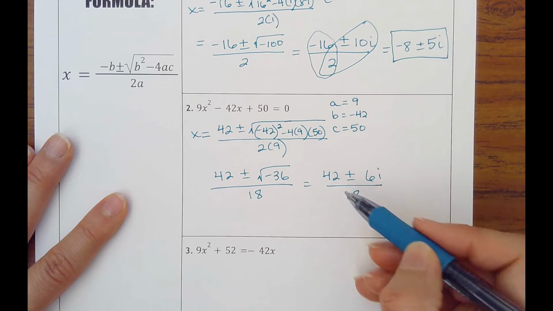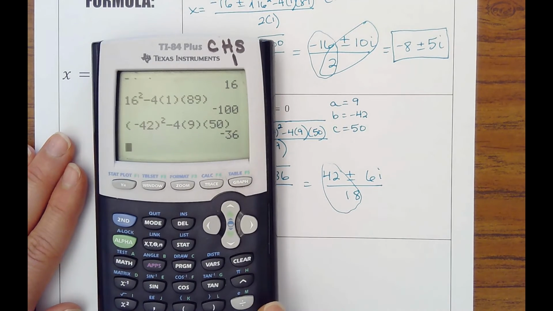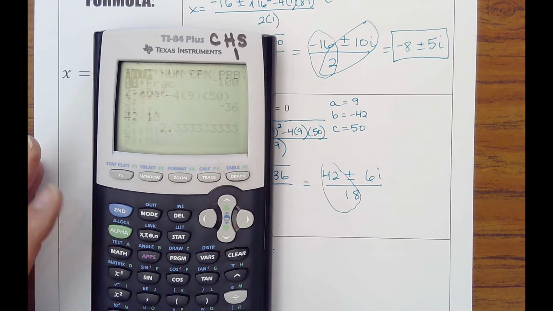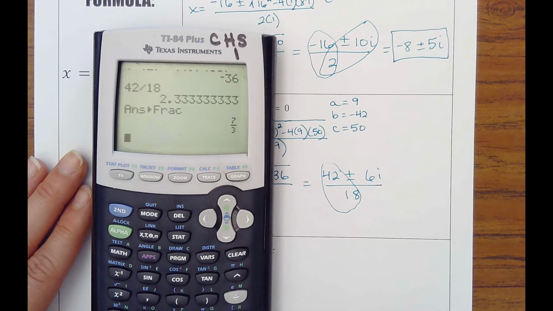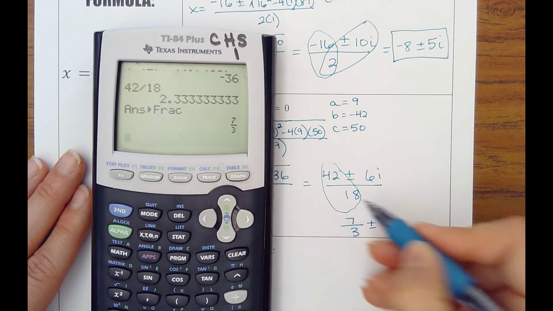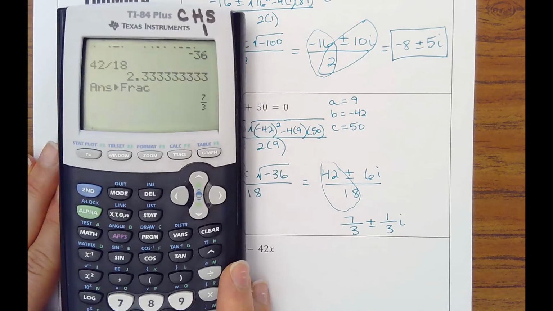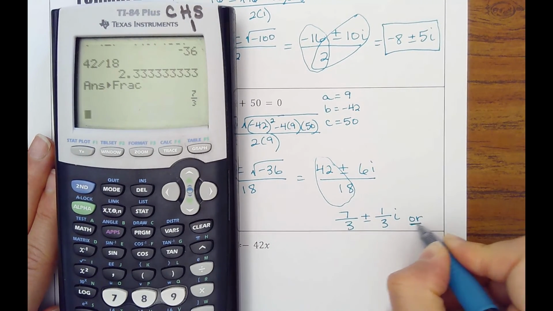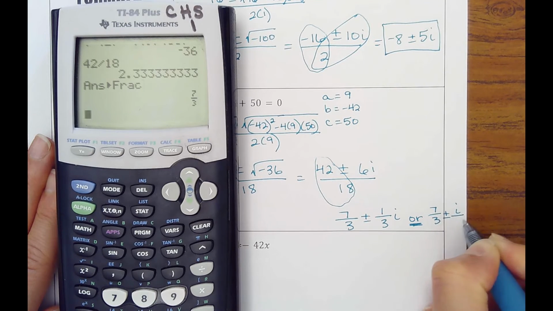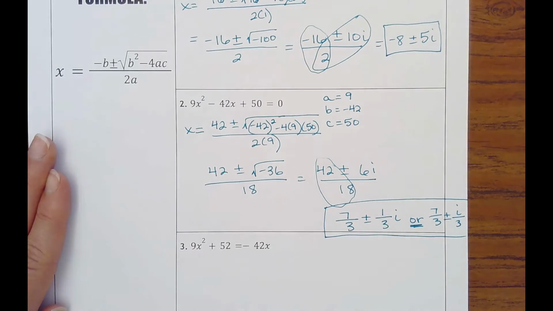And then 42 does not divide by 18 evenly. So you can figure out a common factor, or remember you can do it on your calculator, where you take 42 divided by 18, math, fraction, enter, you get 7/3, plus or minus, and then 6/18 I know is 1/3. So I could write it like this, with an i afterwards, or I could write it like this, just have i in the numerator. They're both the same. And Delta Math will take them the same way.